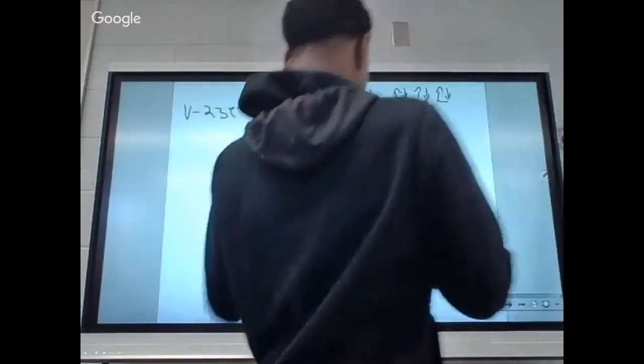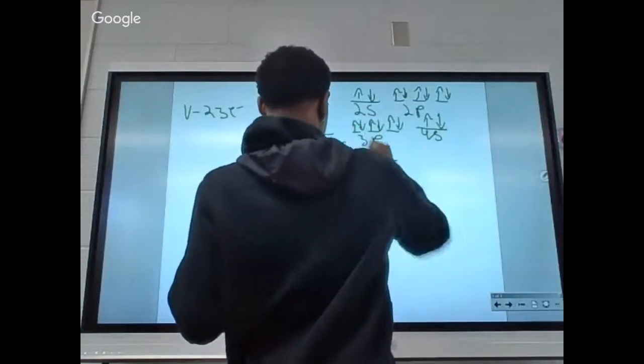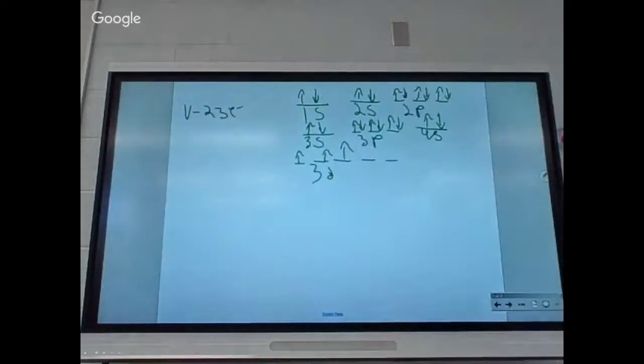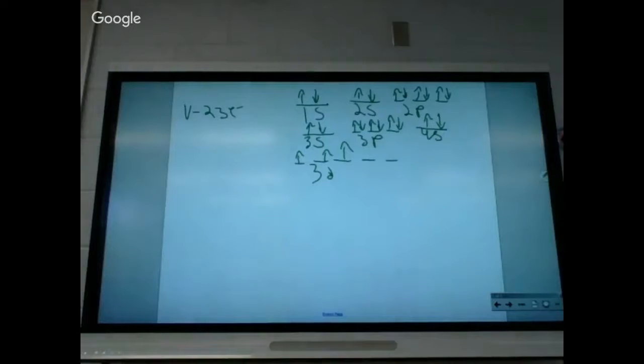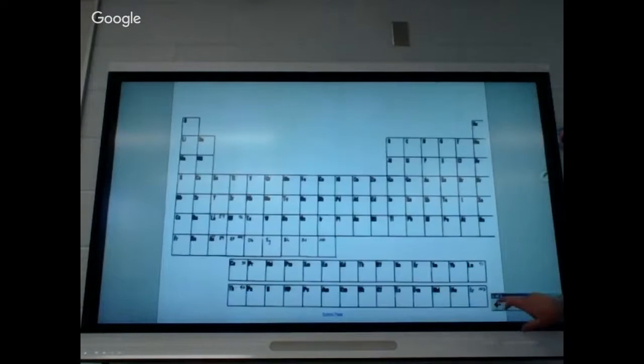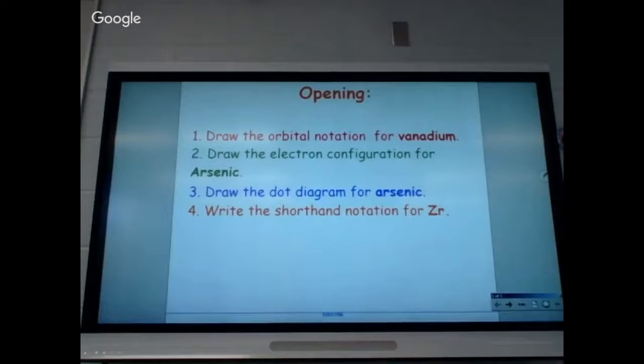Almost. You got 23, you only got 22. All right, questions on vanadium? Nope. Questions about vanadium. You should have 23 electrons, and there's 20, and then 3 for 3D. Any issues with that? All right, who said they wanted to do the next one? Can you go back to the next one? So that's the only one I got right now. All right, so the electron configuration for arsenic.